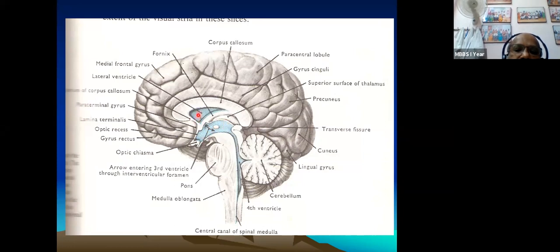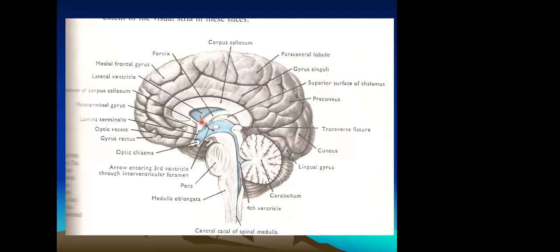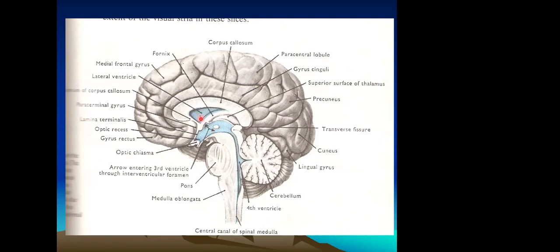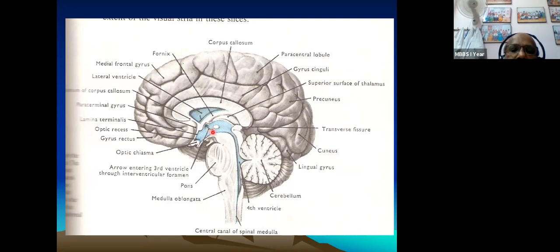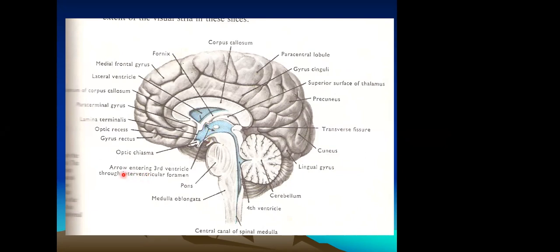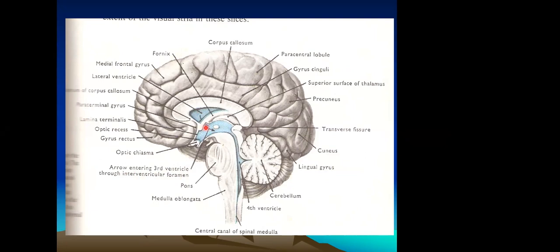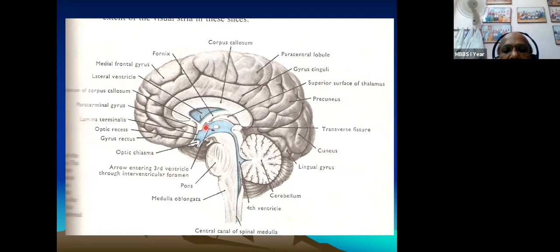Now you see, the lateral ventricle is connected to the third ventricle through the foramen of Monro, the interventricular foramen. The arrow mark you are able to make out, isn't it? The arrow is entering into the third ventricle through the interventricular foramen. This is an important spot for you. We will probe that interventricular foramen, we will ask its communications or boundaries.